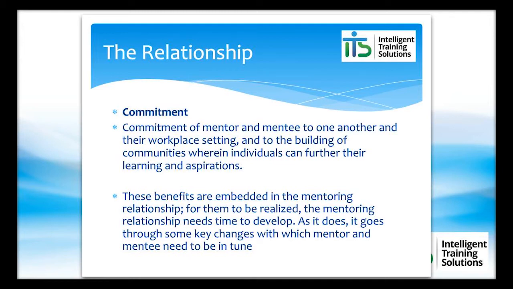You're both going to try to build a relationship, and that is going to be all about supporting both to become the best workers within that workplace, or whatever the goal or the setting may be. These benefits are embedded in the mentoring relationship. For them to be realized, the mentoring relationship needs time to develop. And as it does, it goes through some key changes with which the mentor and mentee need to be in tune.